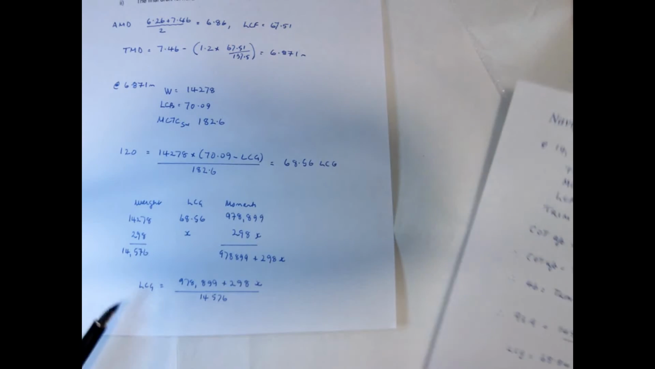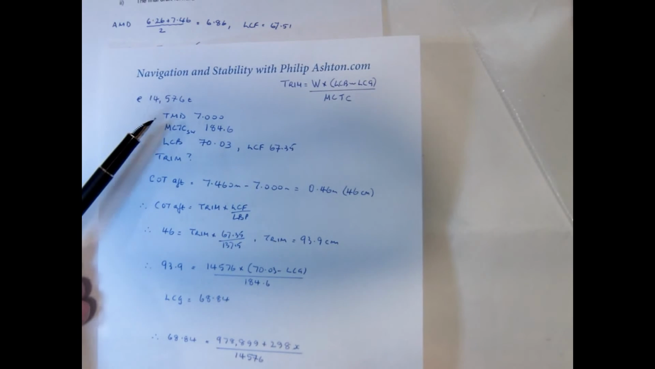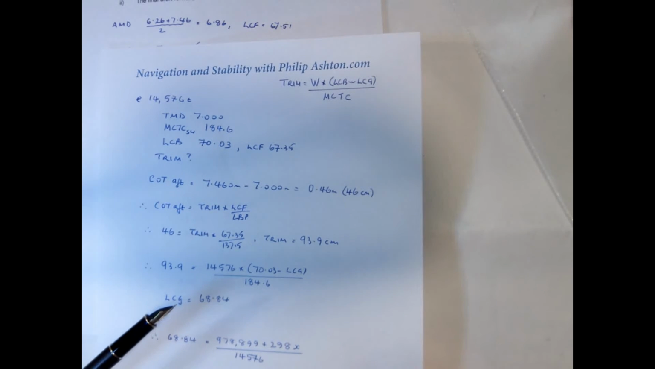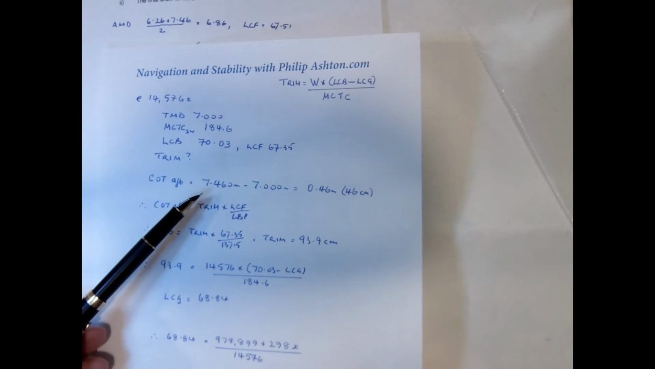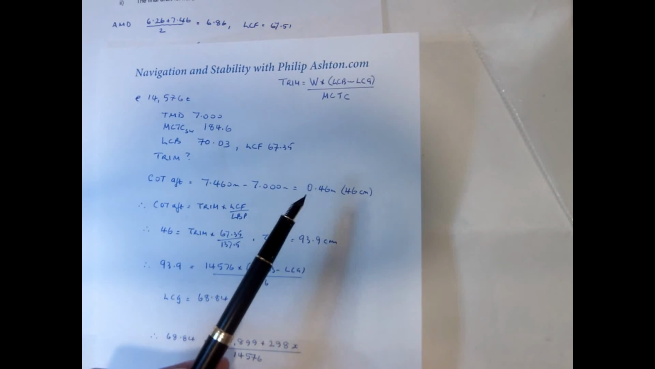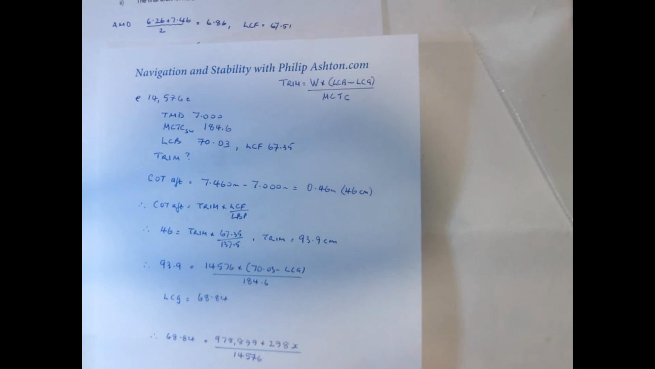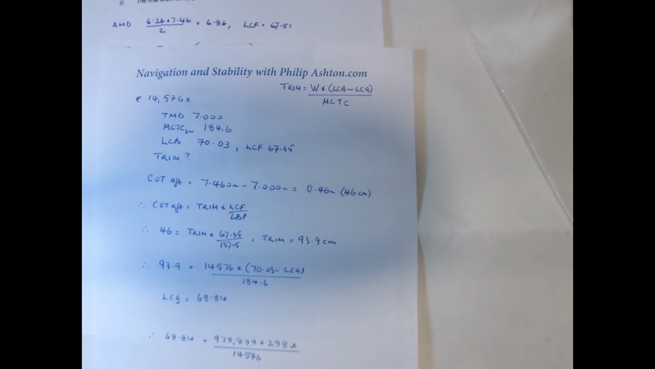Now we know our final displacement, it's 14,576. So at that final displacement, we can get the MCTC and the LCB. And of course we know the displacement. So the other unknown is the trim. Well, true mean draft at 14,576 is 7 meters. So we know our after draft has to be 7.46. So our change of trim aft, because 7 is the pivot point, will be 0.46 or 46 centimetres.